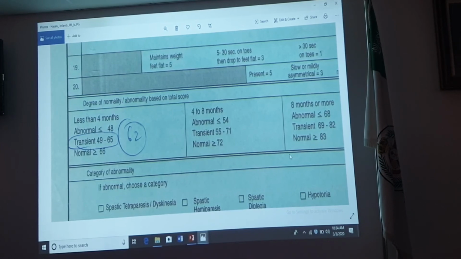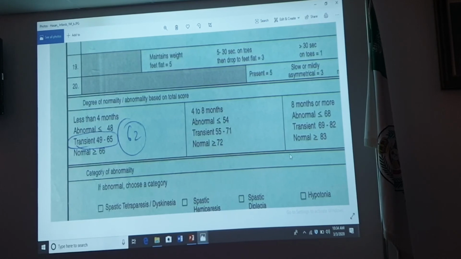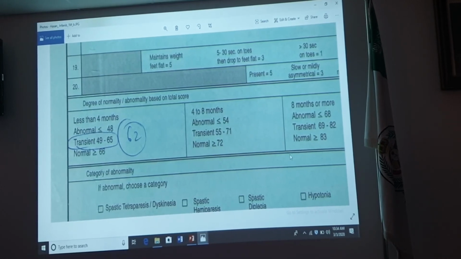But the scoring is happening from less than 4 months. Clear? So if you have a child who is 3 plus, you say okay, if that is coming to score, clear? You score. Whatever score you get, you calculate. Clear now?